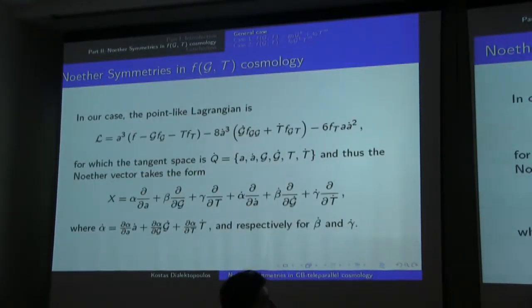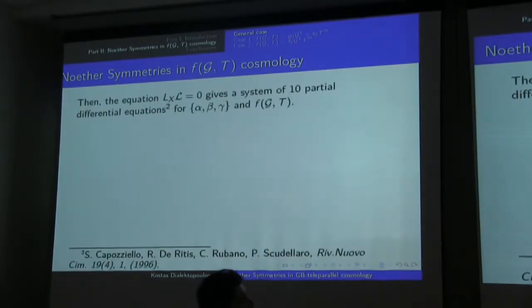In our case, as I said before, the Lagrangian takes this form, and the tangent space is this one: a, a dot, G, G dot, T, T dot. And since the configuration space is three-dimensional, in fact the tangent one is six-dimensional, and the X vector takes this form, where alpha, beta, and gamma are exactly functions of a, G, and T, and take this form. So if we apply this theorem, this approach, in our theory, what we get is a system of 10 partial differential equations.